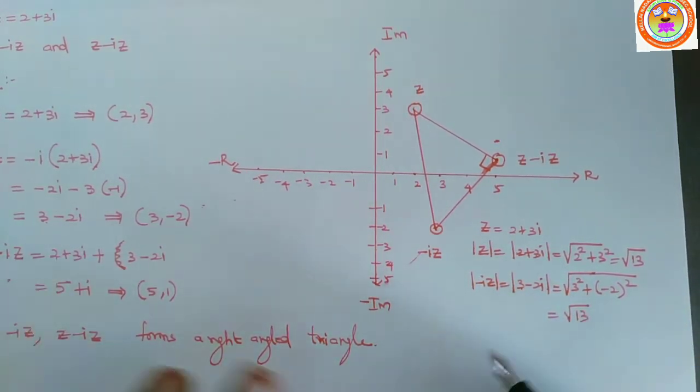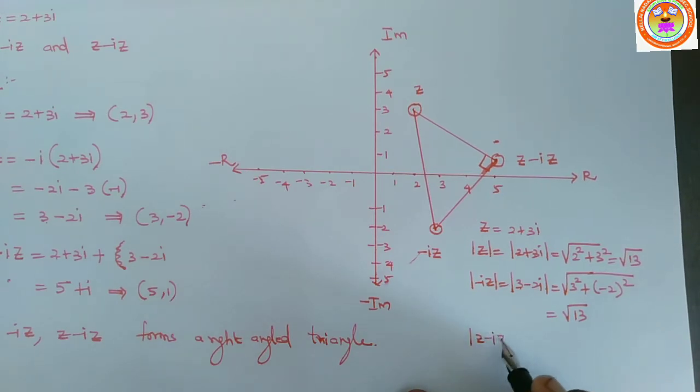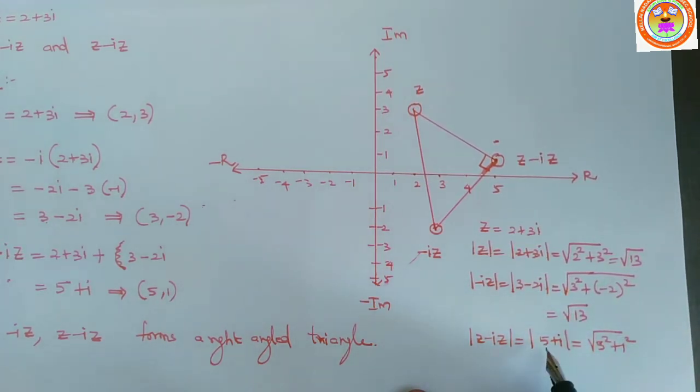The final one is z minus iz. Modulus of z minus iz is equal to modulus of 5 plus i, which is square root of 5 square plus 1 square. Real is 5, imaginary is 1. 5 square is 25, so 25 plus 1 is square root of 26. If you check, 13 plus 13 is 26.